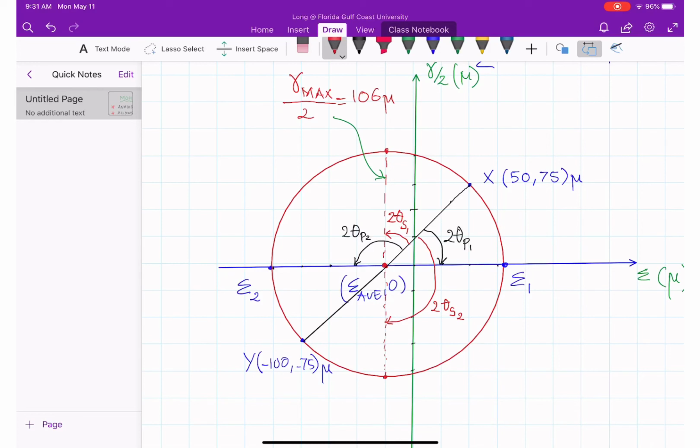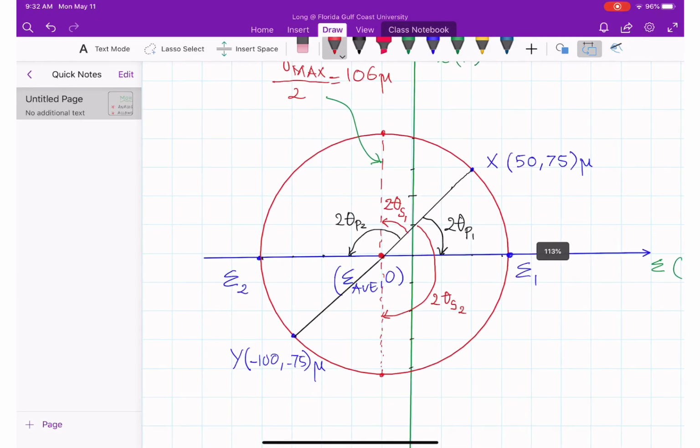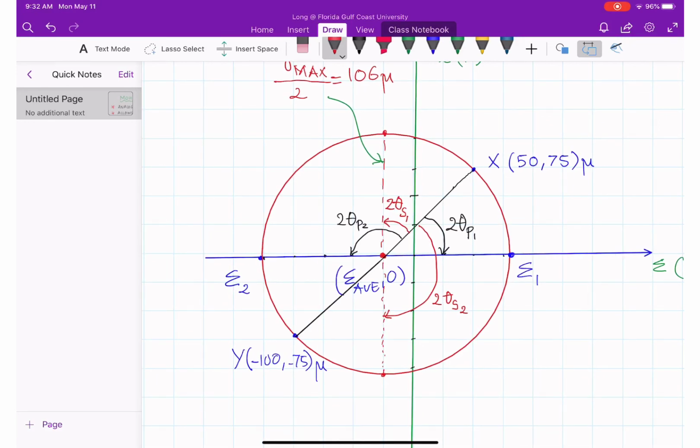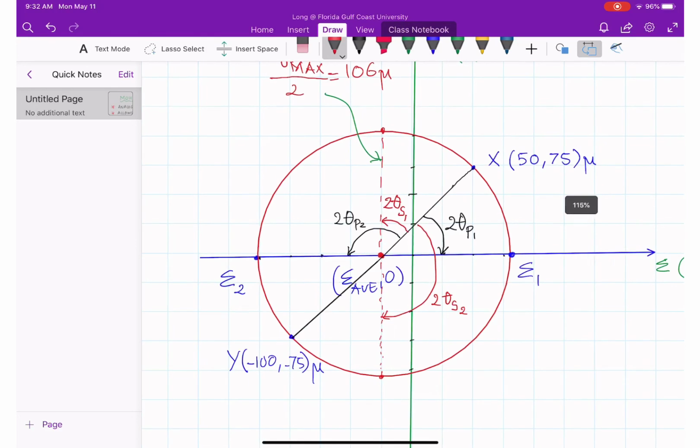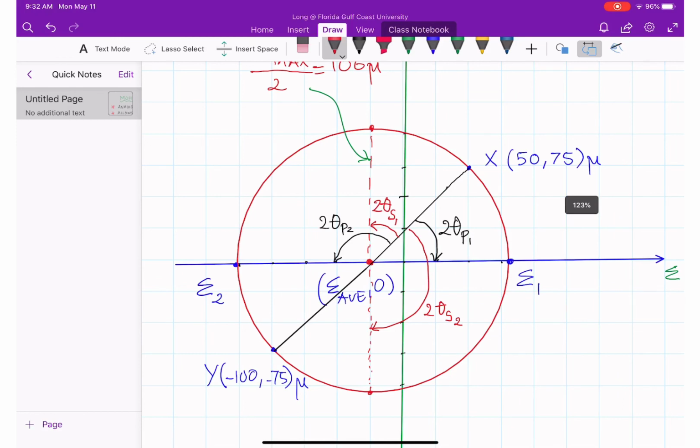As you can see, 2 theta p1 plus 2 theta p2 is 180. That's why p1 and p2 are the two orthogonal axes 1 and 2, because divided by 2 that is 90 degrees. Similarly, 2 theta s1 plus 2 theta s2, as you can see from the Mohr circle, is 180. That's why the two angles for s1 and s2 are always 90 degrees. And you have 2 theta s1 plus 2 theta p1 equal to 90 degrees, so theta s1 plus theta p1 is 90 divided by 2, which is 45 degrees.